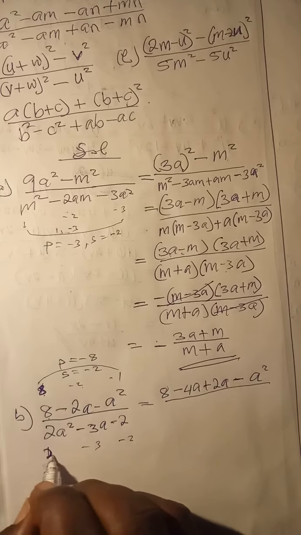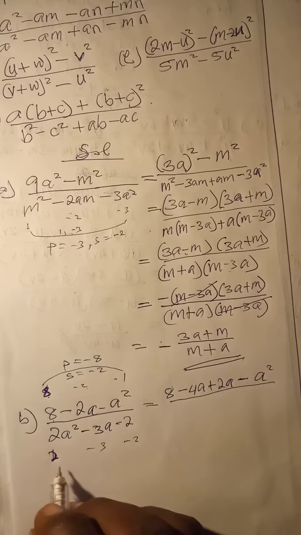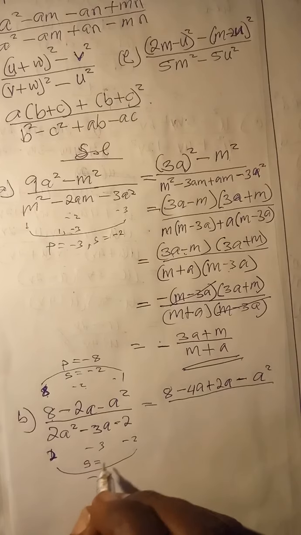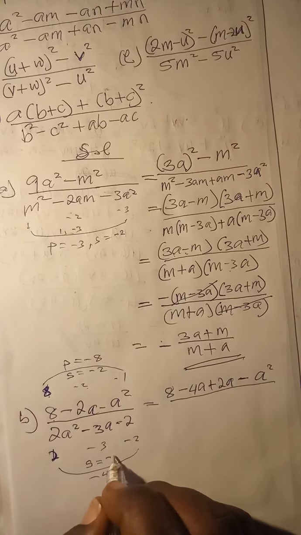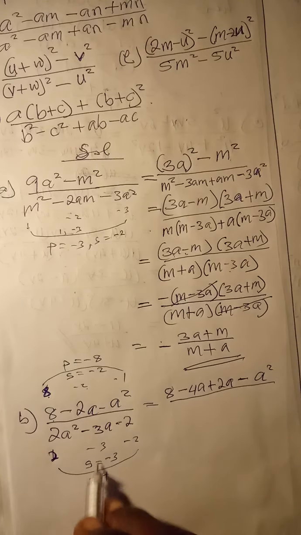This is 2, 2 minus 3 minus 2. Okay, the product we're dealing with here is going to be minus 4. And then the sum is going to be equal to what? Minus 3. So the product is this times this, which is minus 4, and then the sum is the middle term, which is equal to this.